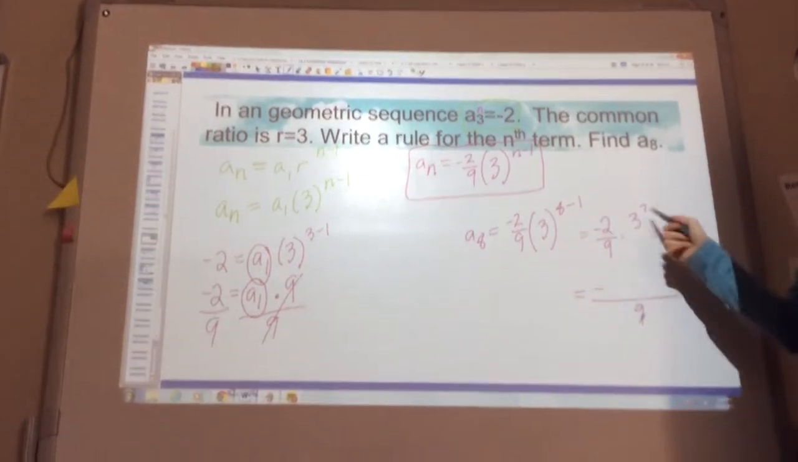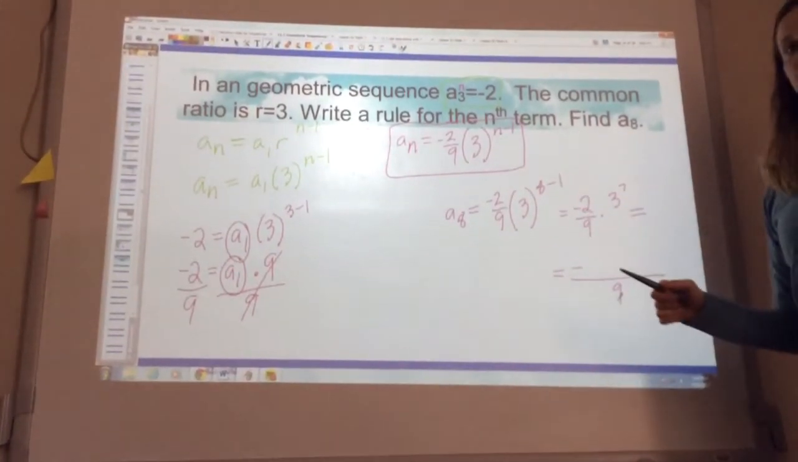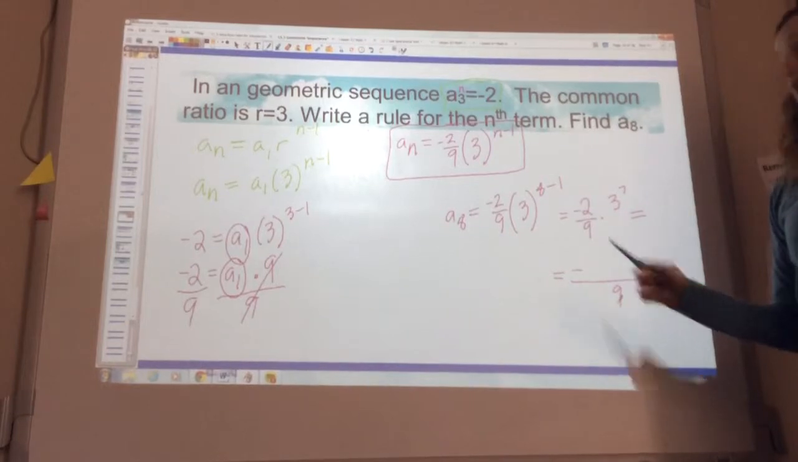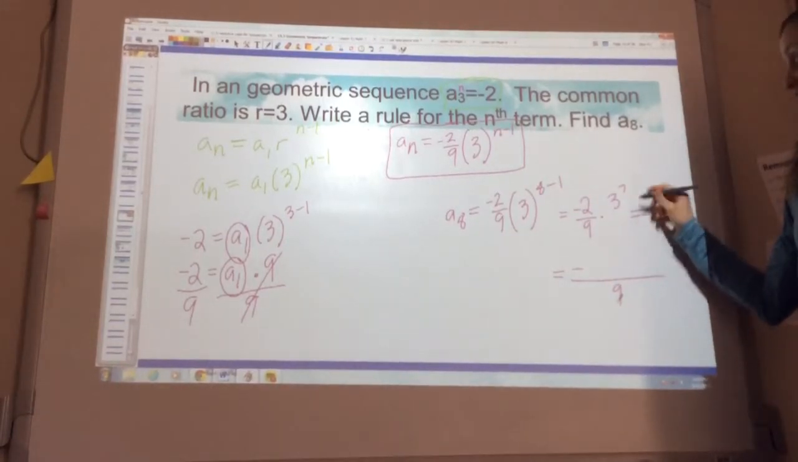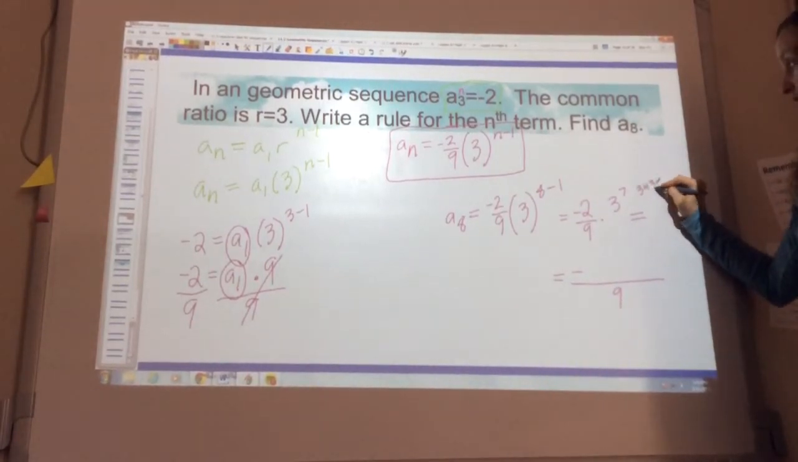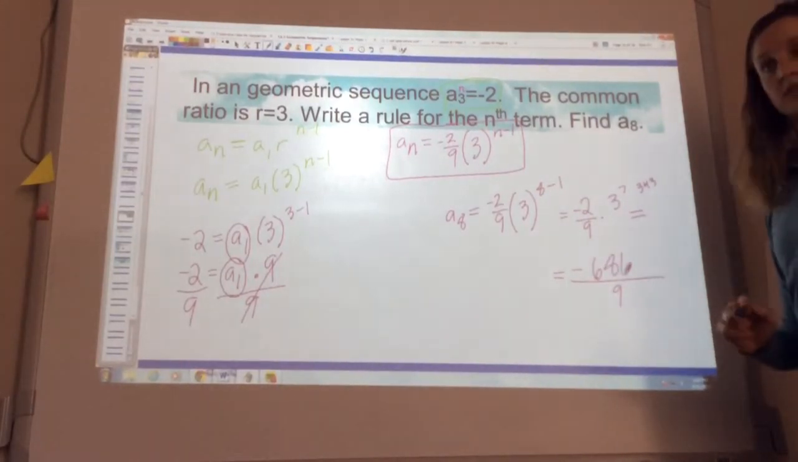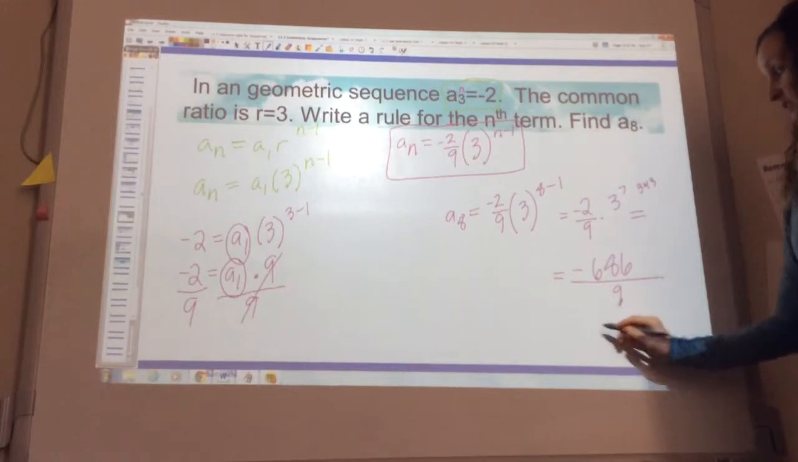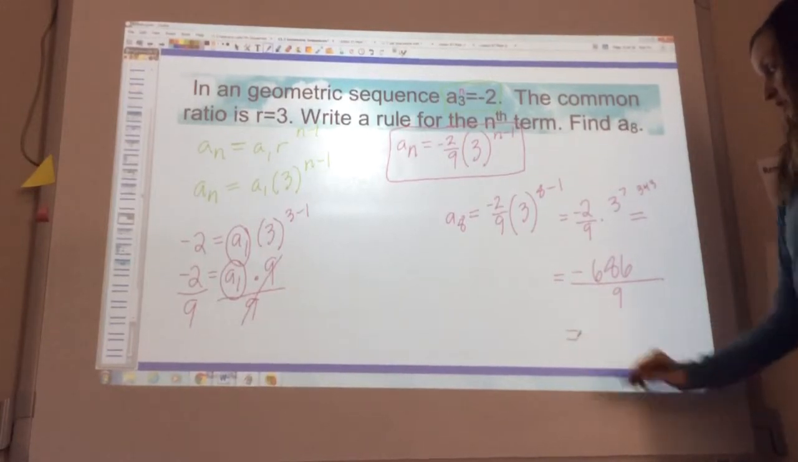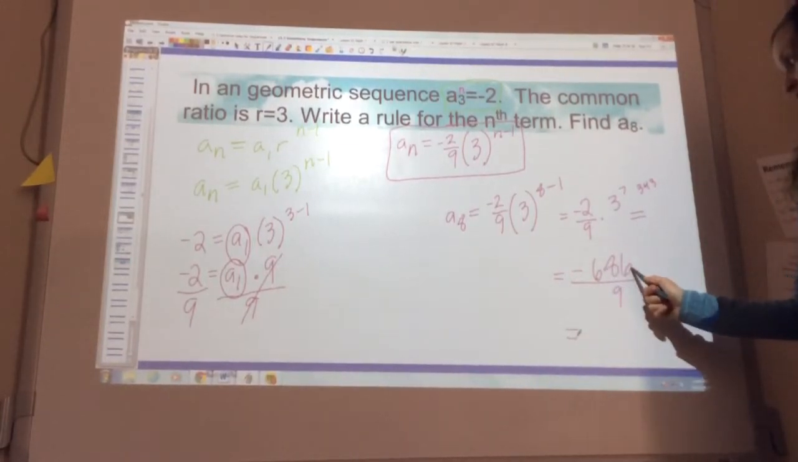Can someone help me out? 3 to the 7th times a -2 is what? 3 to the 7 is 343? Uh-huh. Okay, times a -2 would be 686 then. Correct? Divided by 9 is going to be?